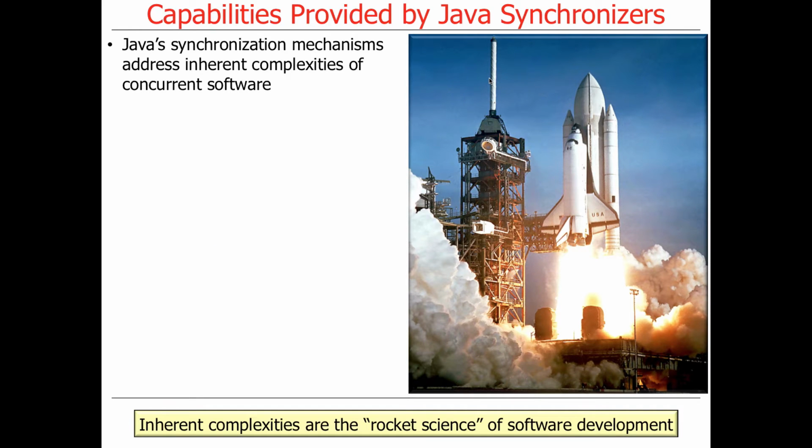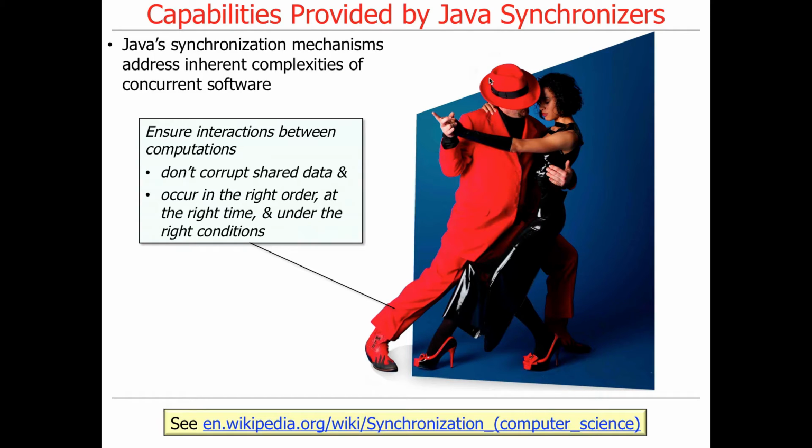So Java's synchronization mechanisms address various inherent complexities in concurrent software. Inherent complexities are the fundamental challenges of what we're doing, as opposed to accidental complexities, which arise due to limitations with languages or tools that we might use that are out of date or obsolete. Some of the things that synchronization does is help to ensure that the interactions between computations don't corrupt shared data. That's one of the key things. And also make sure that the interactions between threads and computations occur in the right order, at the right time, and under the right conditions. And I'll talk more in a second about what I mean by each of those things.